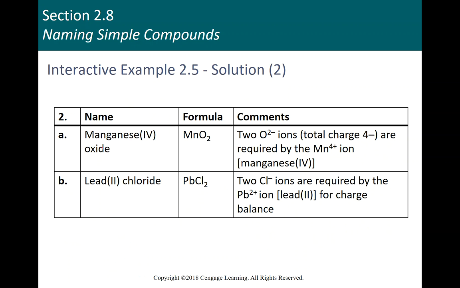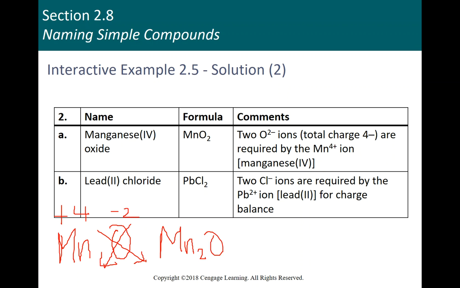Manganese 4 oxide. So how do we write this compound? We'll use that crisscross method again. So manganese, what's the charge on that manganese? It's a +4. What's the charge on an oxygen? It's a -2. Well, if I crisscross those, I end up with Mn2O4. But that is not the smallest whole number ratio, so I can reduce that to MnO2. And when you're dealing with ionic compounds, especially binary ionic compounds, your subscripts must be in the smallest whole number ratio.